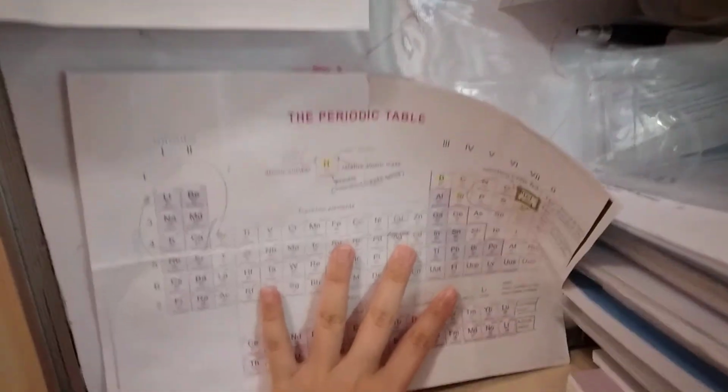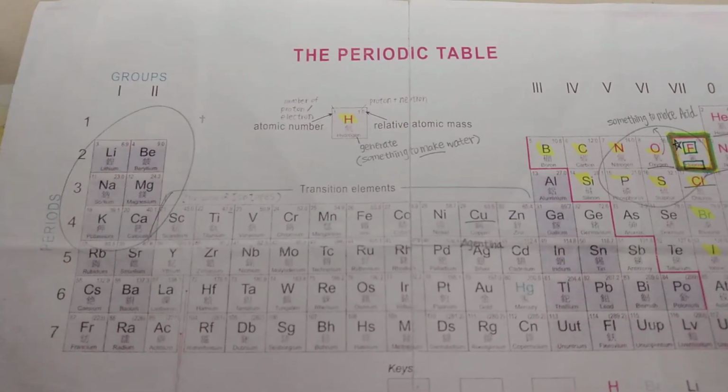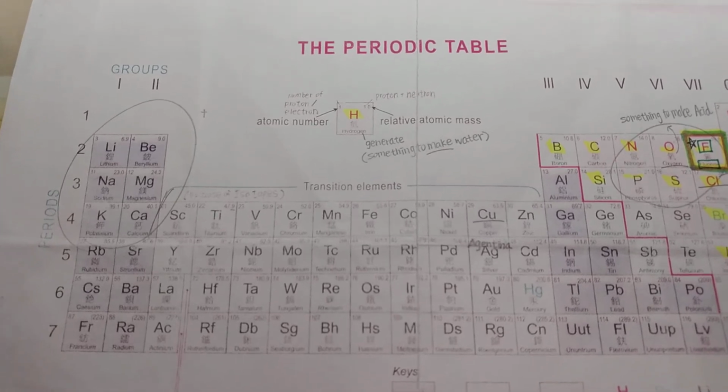Guys, today I'm going to talk about chemistry. This is the periodic table. So it is divided into 8 groups and 7 periods.